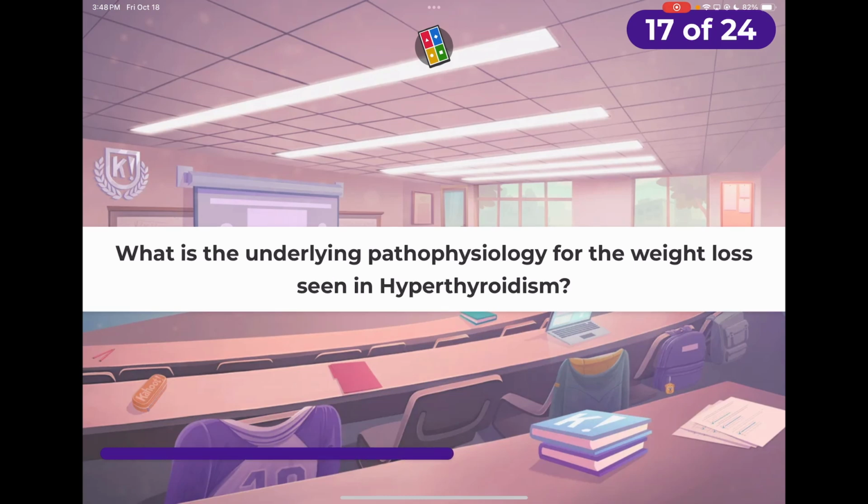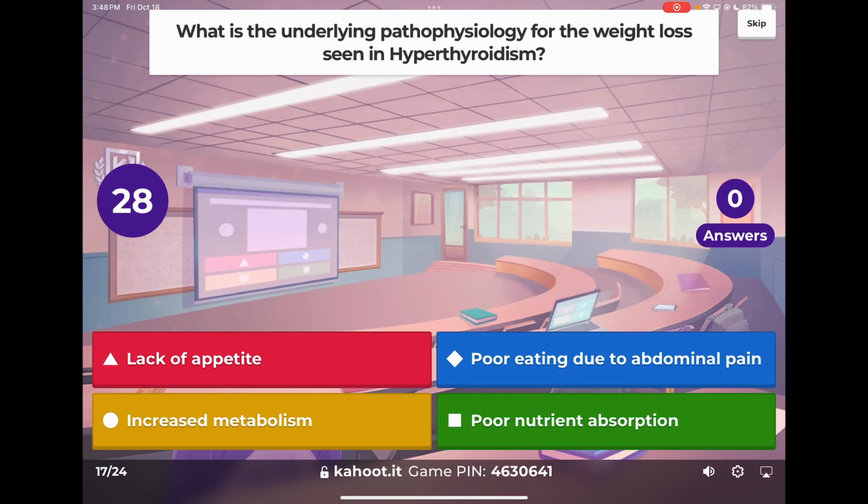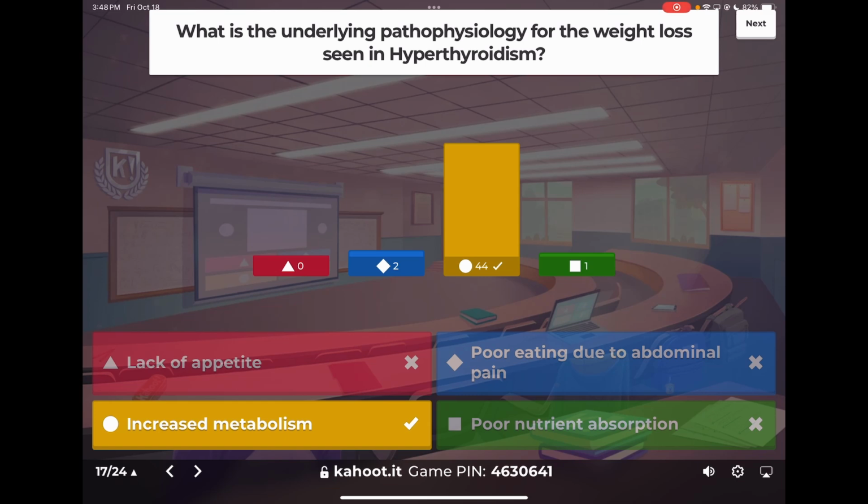What is the underlying pathophys for the weight loss seen with hyperthyroidism? These are all things that will cause weight loss. Okay, so you will get questions throughout your time in PA school. All four answers are correct. All four will cause weight loss. But the question is talking about hyperthyroidism, and only one of them works with hyperthyroidism. Okay, very good. High metabolism.